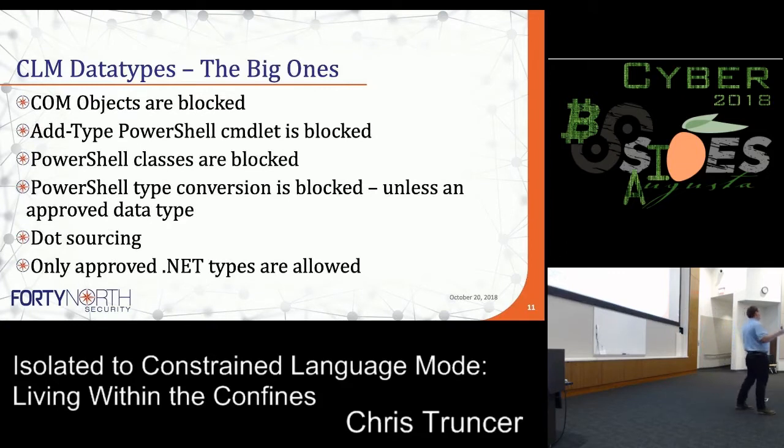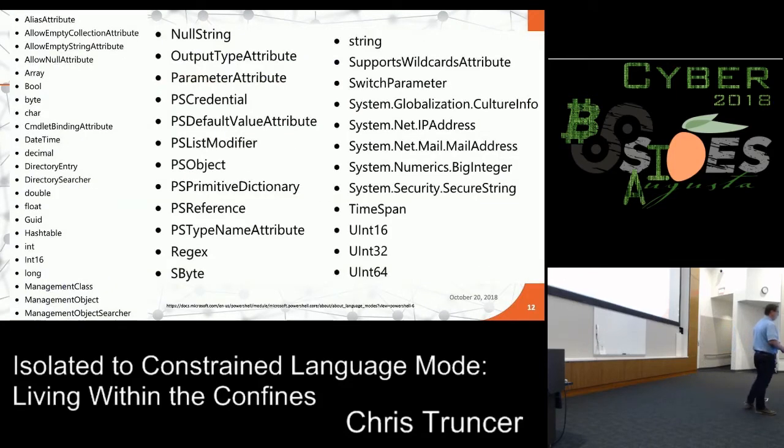So what are the big things that are or aren't allowed? Well, COM objects are supposed to be blocked. If you use Add-Type in your PowerShell code, that commandlet is completely blocked. Different PowerShell classes are blocked. Type conversion isn't allowed unless it's using an approved whitelisted data type. Dot sourcing your code is not allowed. And again, it comes back to if you're using anything with .NET, only approved .NET data types are allowed.